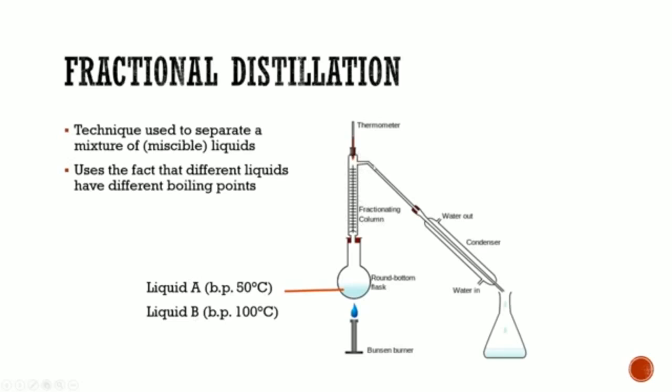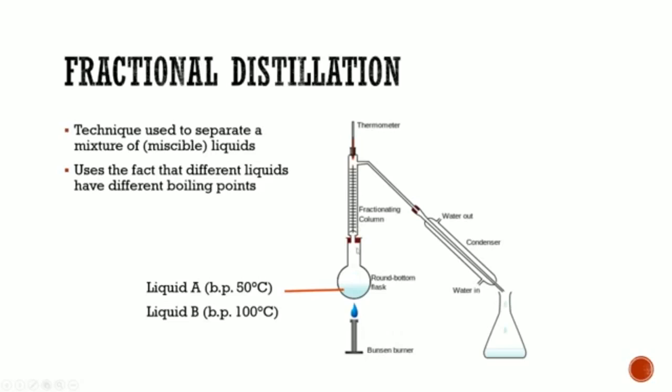And so, as soon as all of liquid A has been condensed and liquefied, you replace that flask with an empty one, and as soon as the column starts to heat up and makes its way all the way to 100 degrees, then liquid B will start to boil up, and the same thing will happen.